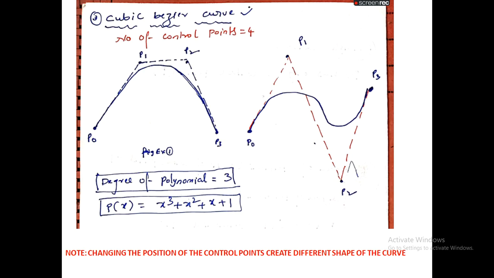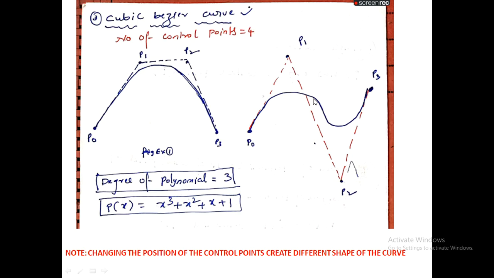In the case of a cubic Bezier curve, the number of control points is 4, 4 minus 1 is 3, so the degree of the polynomial is 3. Then the polynomial equation is x raised to 3 plus x raised to 2 plus x raised to 1 plus 1. This is the polynomial equation for the cubic Bezier curve.